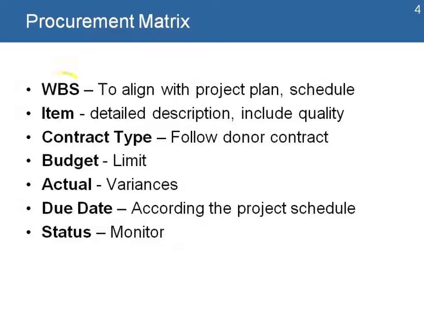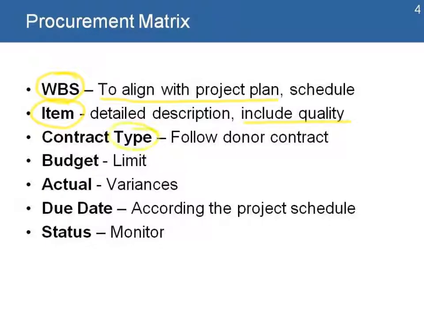The first item in our matrix is a code of the work breakdown structure. It helps us align with the project plan, so that every item we're purchasing needs to be connected with one of the components of our project plan. Then we describe the item in as much detail as possible, including quality. We may have additional information or documents that support the description of the quality, but at least for our matrix we have a complete description of the item we need.